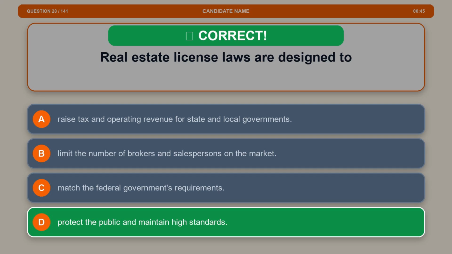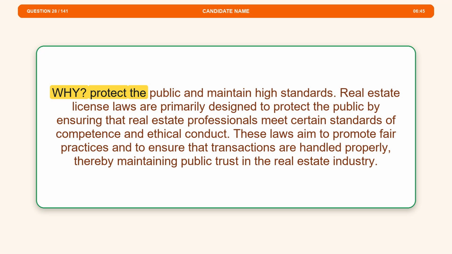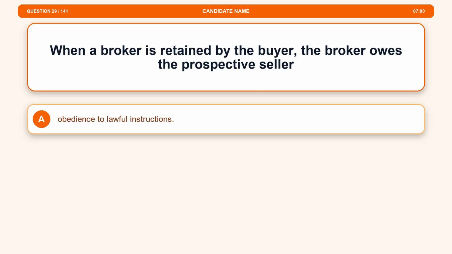The correct answer is option D, protect the public and maintain high standards. Real estate license laws are primarily designed to protect the public by ensuring that real estate professionals meet certain standards of competence and ethical conduct. These laws aim to promote fair practices and to ensure that transactions are handled properly, thereby maintaining public trust in the real estate industry.